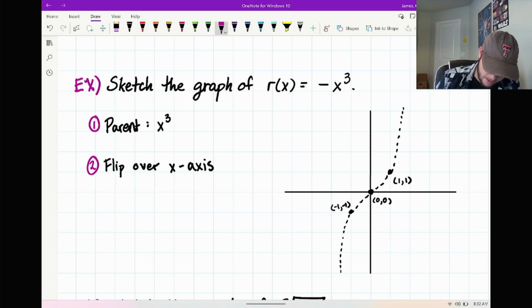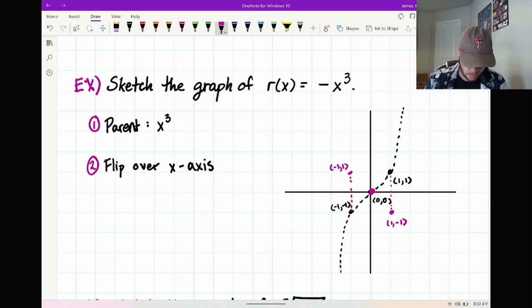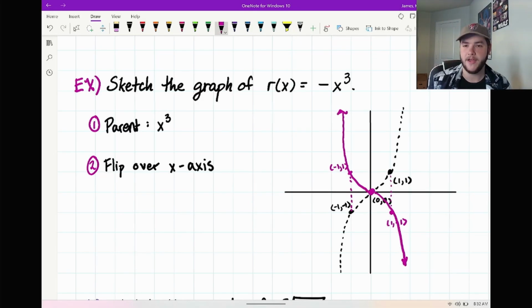So, I'm going to change 1, 1 to 1, negative 1, and I'm going to change negative 1, negative 1 to negative 1, 1. 0, 0 doesn't actually go anywhere. And what we get is this guy as the final graph. Let's try another one, though.